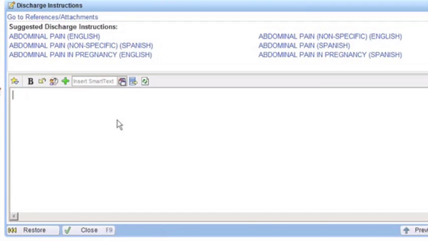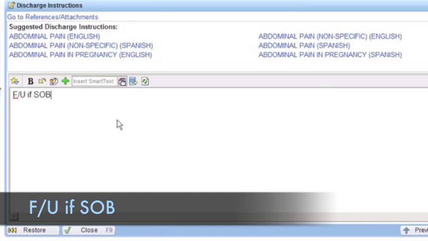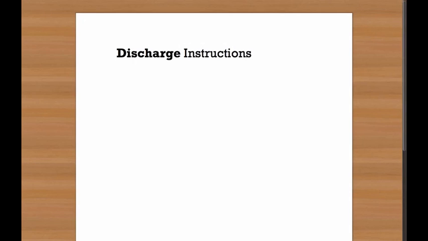But my all-time favorite one that I've seen was a resident who had discharged a patient home with asthma and wrote this there. Which, to physicians means follow up if short of breath. But what do you think that means to the layperson? So you should really use your discharge instructions to communicate to your patient.